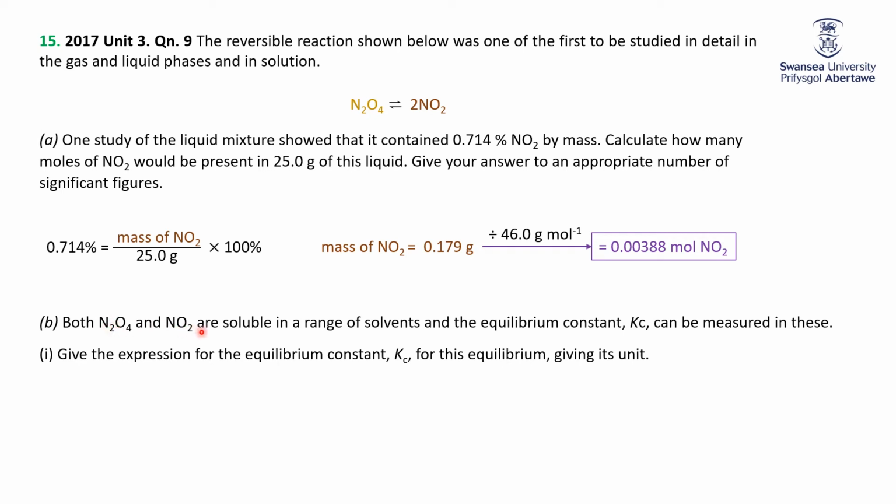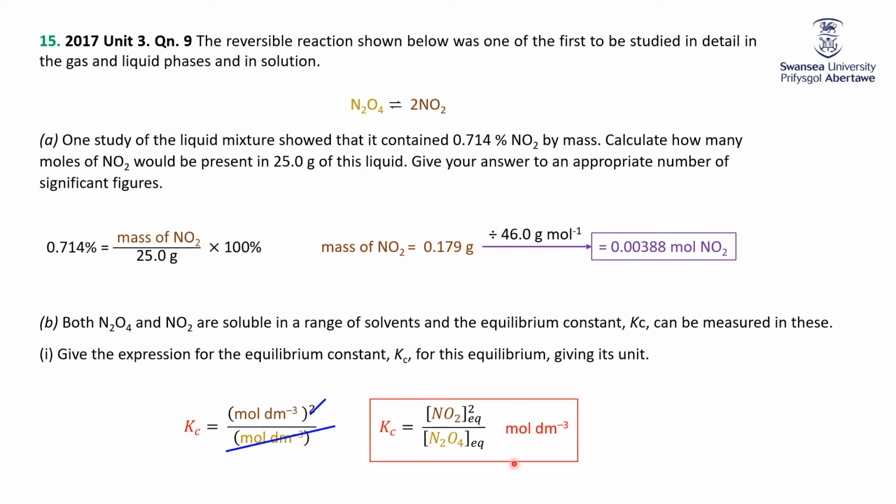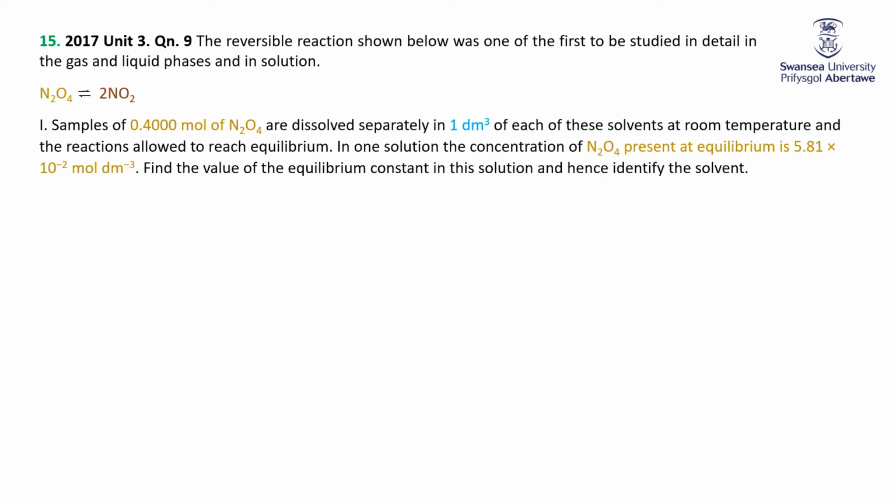Part B, both N2O4 and NO2 are soluble in a range of solvents, and equilibrium constant Kc can be measured in these. So first of all, let's get the equilibrium constant for this equilibrium. So it's going to be the righties, NO2, over the lefties, N2O4, bring in the coefficients that become exponents, so it's squared, and again, emphasize that these are the concentrations at equilibrium. We want the unit. Well, we've got concentration squared on top, concentration on the bottom. You'll get that cancelling out so that the actual unit is just concentration, or moles per cubic decimeter.